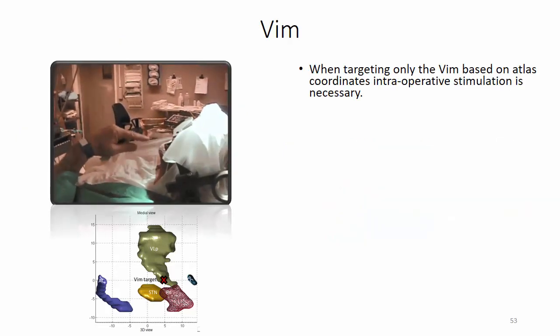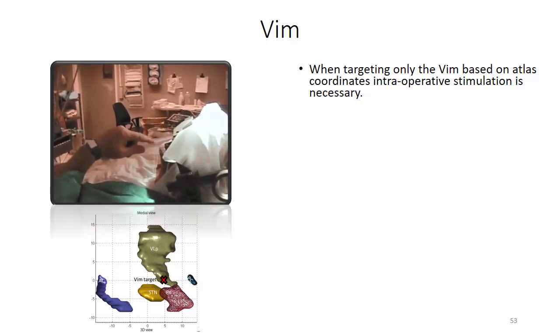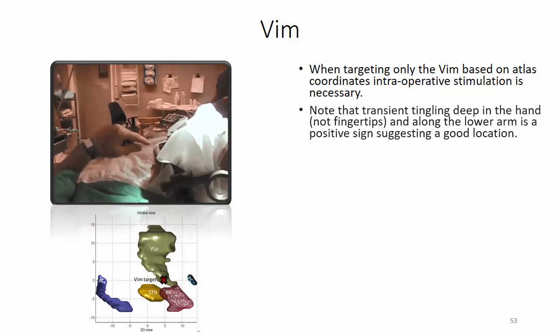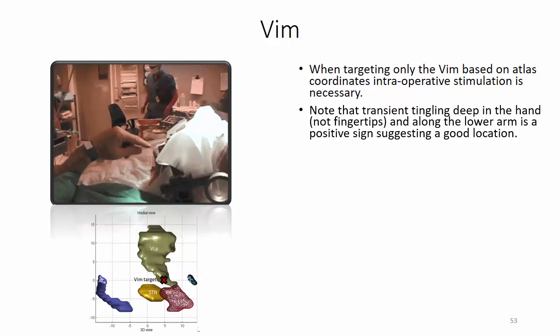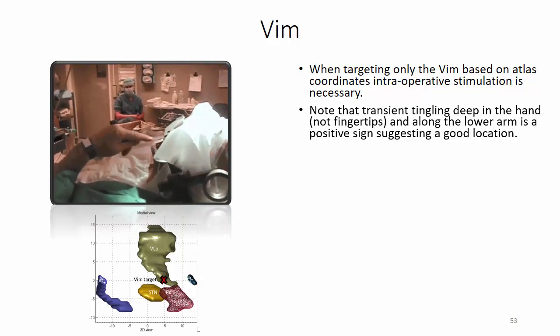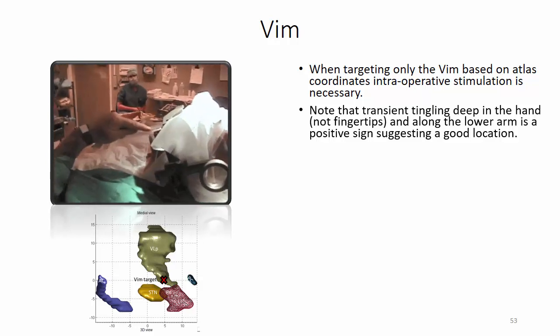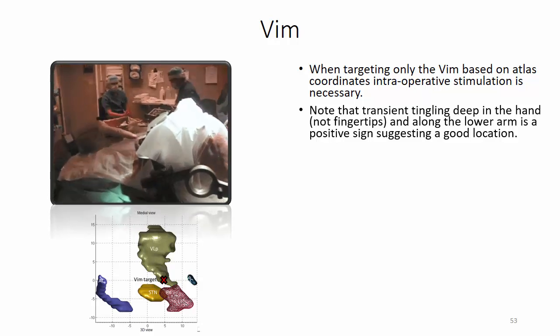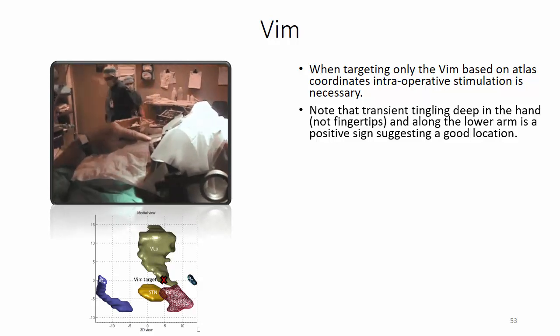Regarding the VIM, since we can't see this target, it is necessary to confirm that you have ended up in the right area, which is why macrostimulation is of value. Note that transient tingling deep in the hand, not in the fingertips, and along the lower arm is a positive sign suggesting a good location of the electrode.